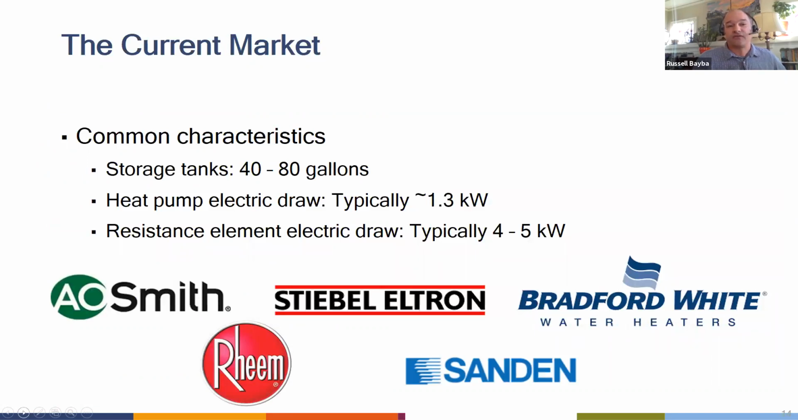There are a lot of different kinds of heat pump water heaters on the market today. They range from 40 gallons, typically for residential, up to 80 gallons. And they have an electrical draw of 1.3 kW. There's also sometimes an electric resistance piece in it, and those run a little bit higher. But of most of the brands out there, one of them stands out, which is a little different.